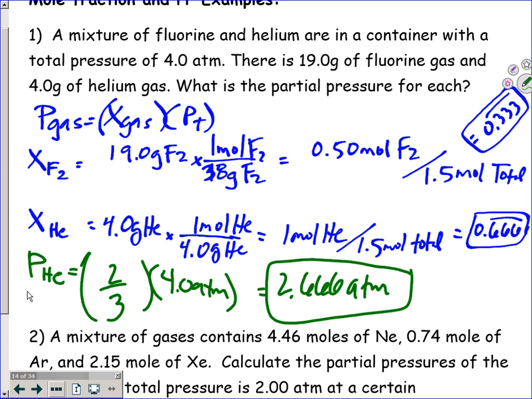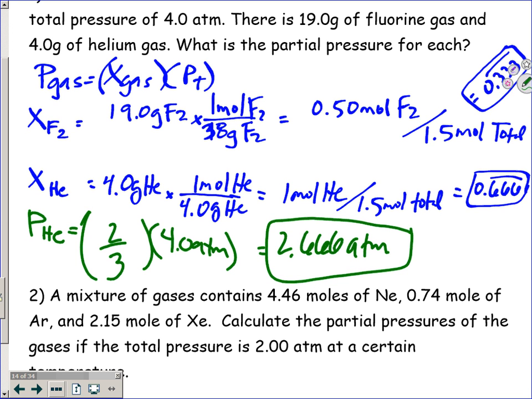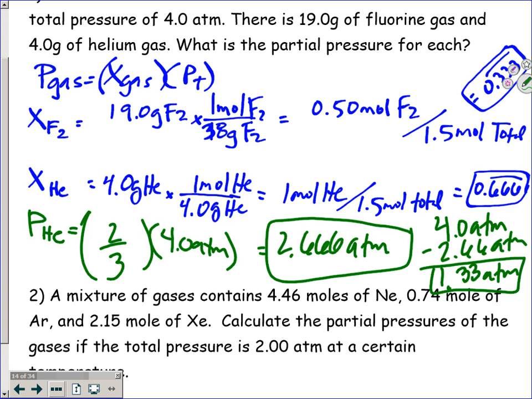Okay. And what's the other one then? Before you even do that, what's the other one that you could find without doing the mole fraction? Just subtract. The total pressure is 4 minus 2.666 repeating. You get 1.333 repeating. So that should be the partial pressure of the other gas, fluorine. Alright, give me a thumbs up with that.